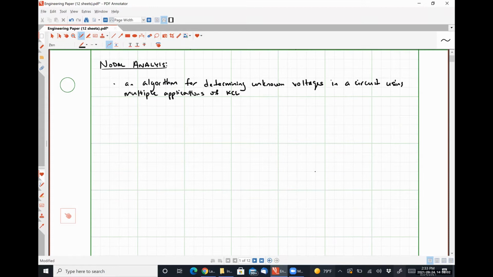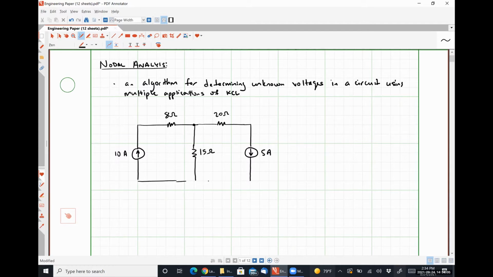So let's take the following circuit. Let's say that we have a 10 amp source connected to an 8 ohm resistor connected to a 15 ohm resistor, like so. Let's call this guy a 20 ohm resistor. And this will be difficult enough. A 5 amp source, like so. All right.